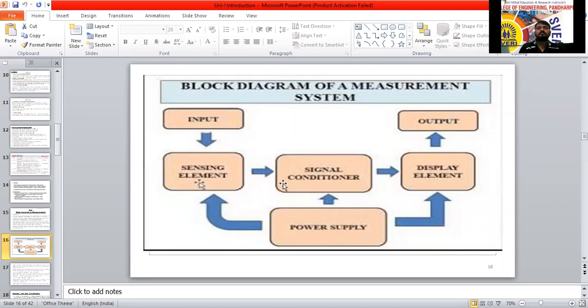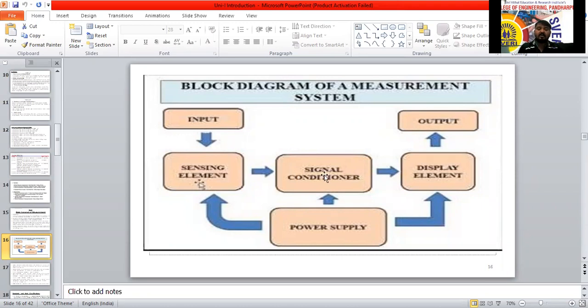What we will do is give the input, and it may be force, temperature, or whatever weight we are going to use here. The input we have given here, the sensing element senses it, whether it is air, a potential, temperature, or pressure, whatever it may be. Then it gives it to the signal conditioner.